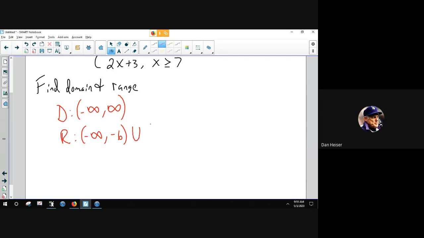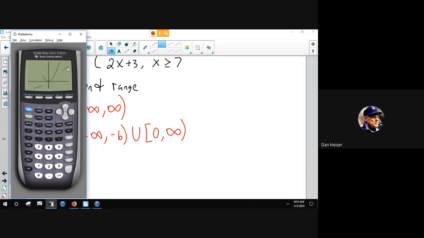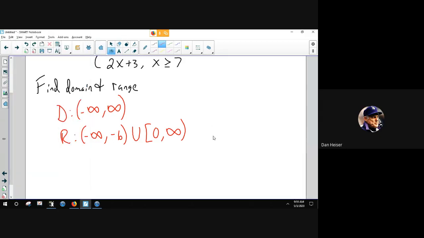Union includes 0 all the way to infinity. And we know that we go all the way to infinity because this piece right here grows forever. And it's linear. 2x plus 3 you have to recognize as linear. Linear functions rise or fall forever. So that's going to go all the way up. All of these y values are covered, and this one grabs all of those as well. So there's our range for this piecewise function.